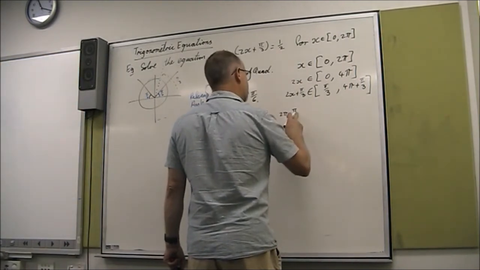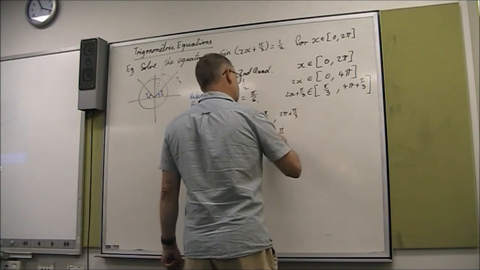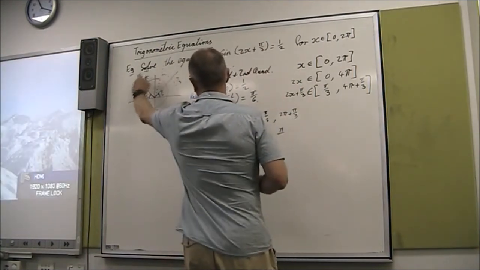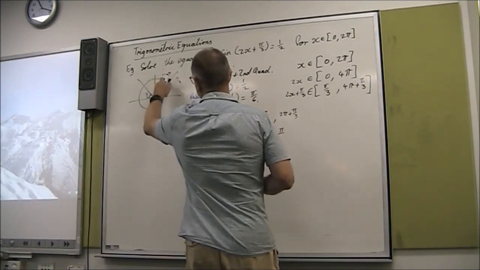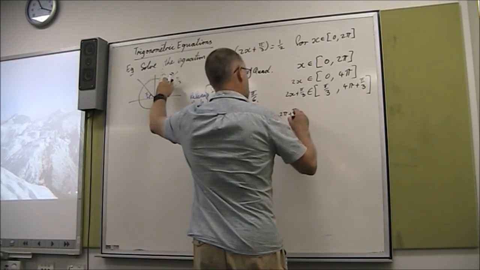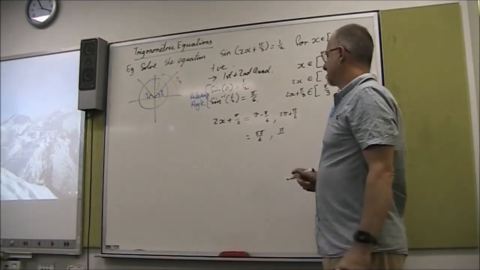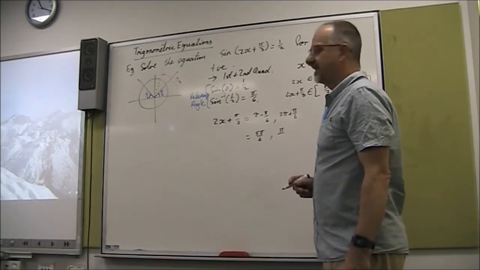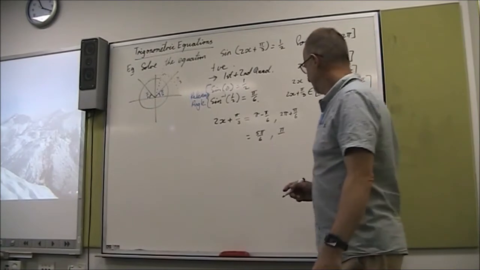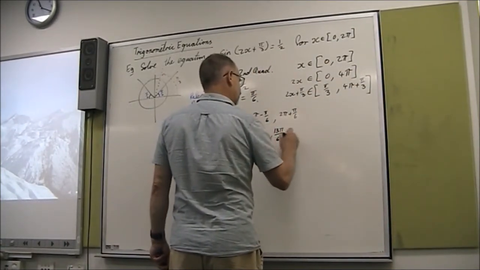No, sorry, pi on 6, not pi on 3. So I'm going 2 pi plus pi on 6, not pi on 3. So 13. I've got the wrong number there. Sorry. 2 pi plus pi on 6, isn't it? The reference angle's pi on 6, not pi on 3. Alright, so 13 pi on 6.